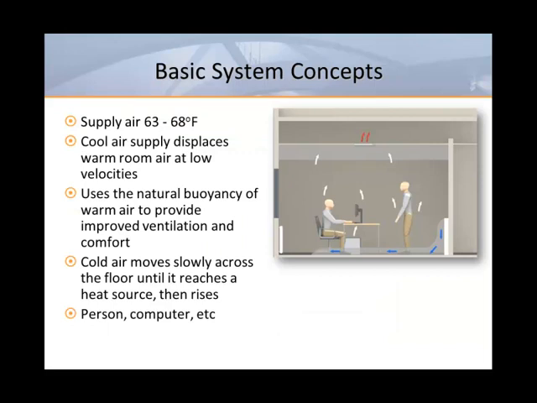Displacement systems typically supply 63 to 68 degree air through specially designed diffusers that are located on low side walls. This cool air discharges at less than 80 feet per minute from the face of the diffuser and quickly cascades down to the floor. The air continues to move slowly across the room in a layer about 4 inches deep until it locates a source of heat or an obstruction.